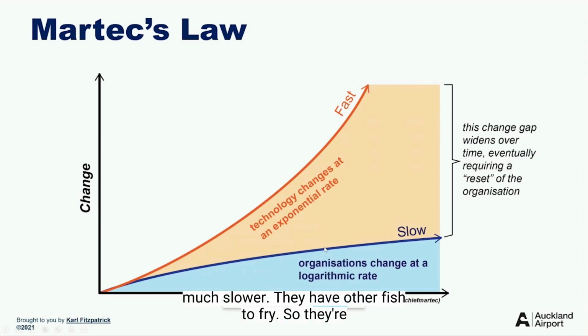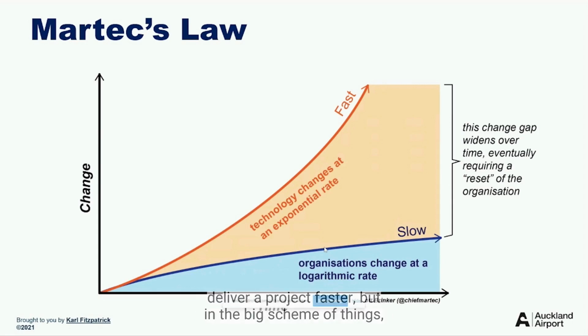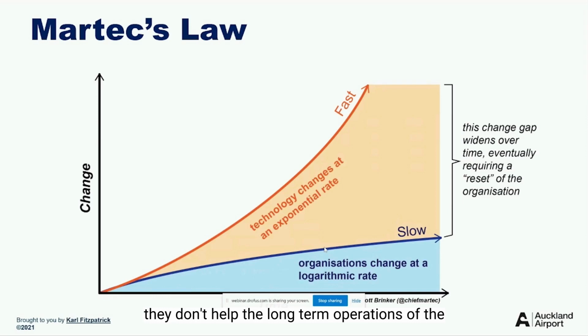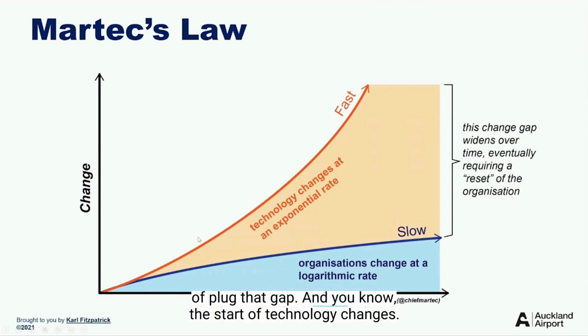They have other fish to fry. So they're not proactively looking to have all these things, because they don't necessarily benefit the business. They might help deliver a project faster, but in the big scheme of things, they don't help the long-term operations of the building. So we need to understand that we've got to plug that gap.